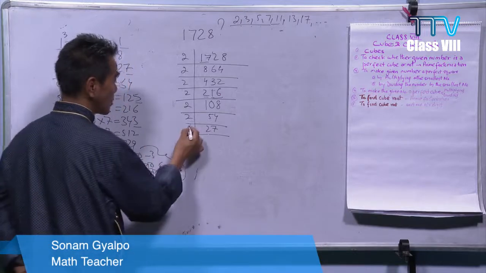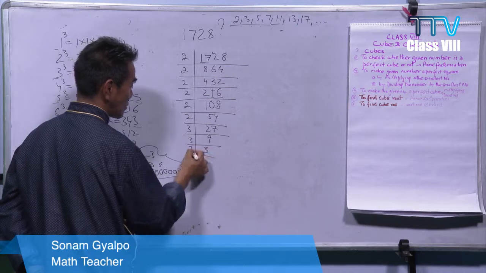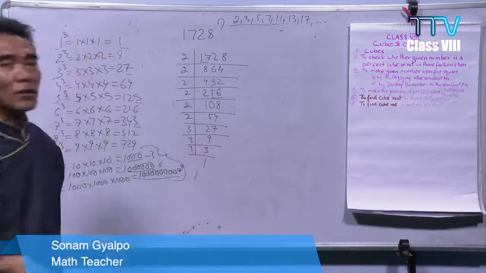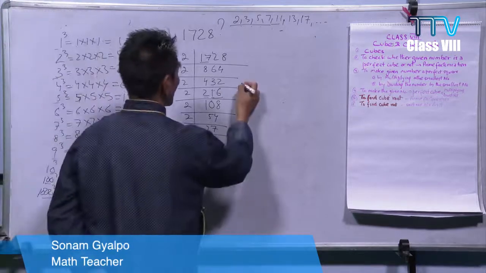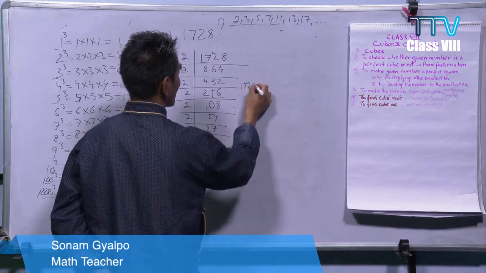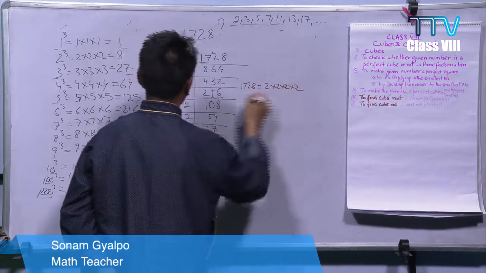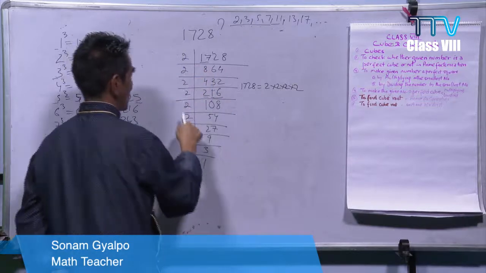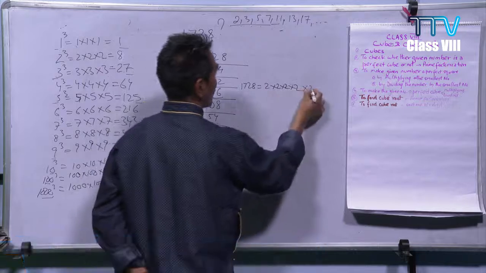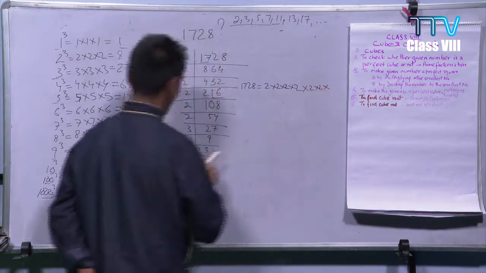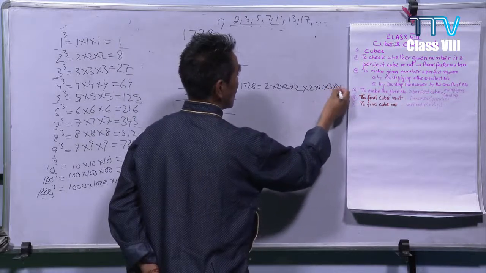So divide by 3: 27 gives 3, 3, and 3. In this order, 1728 is a perfect cube. Now write all the prime factors: 1728 is equal to 2 multiplied by 2 multiplied by 2 multiplied by 2, and so on. There are six 2s, and how many 3s? 1, 2, 3, three 3s.